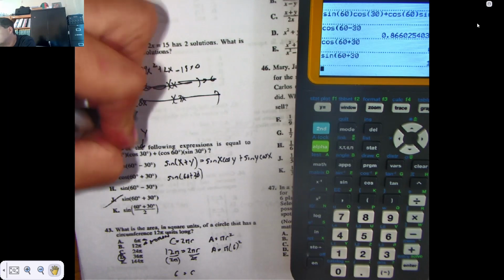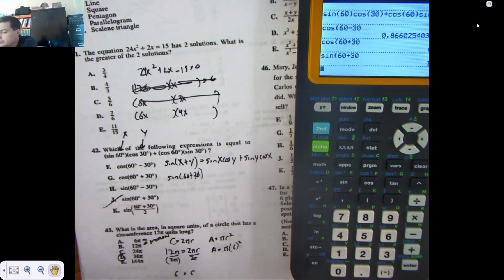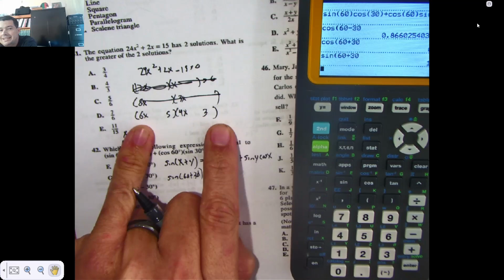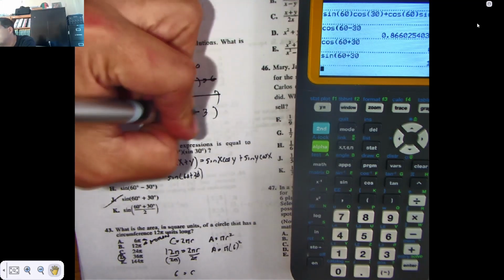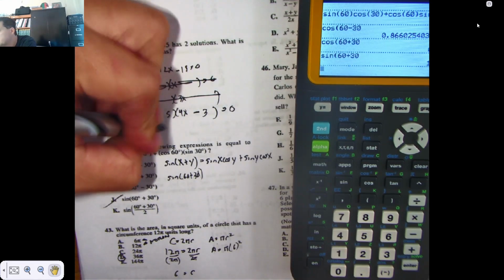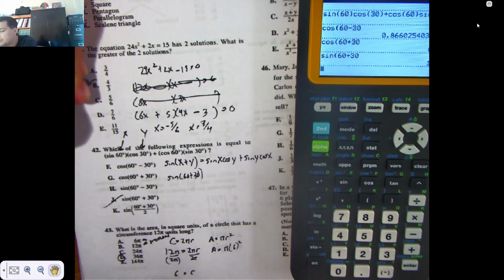Yep, 6x and 4x. Yep, here it is. The outside makes 18, the inside makes 20. If the 20 is positive and the 18 is negative, there you go. Then do your cover-up technique. It wants the greater solution. This would be x is negative 5/6, and this would be x is 3/4. So it's obviously 3/4.